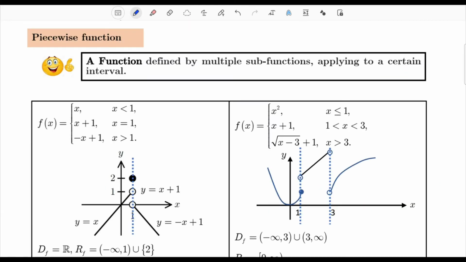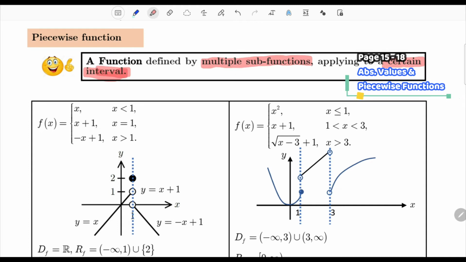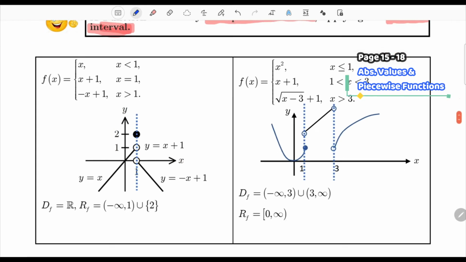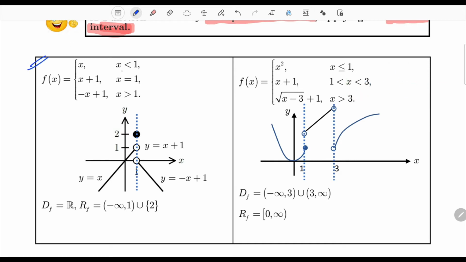Piecewise function. So a function defined by multiple sub-functions, okay, applying to a certain interval. So we have more than one function to sketch. Right, so let's look at the example here. So the first example, let's say you have f(x) equal to x when x less than 1, x plus 1 when x equal to 1, and negative x plus 1 when x greater than 1.